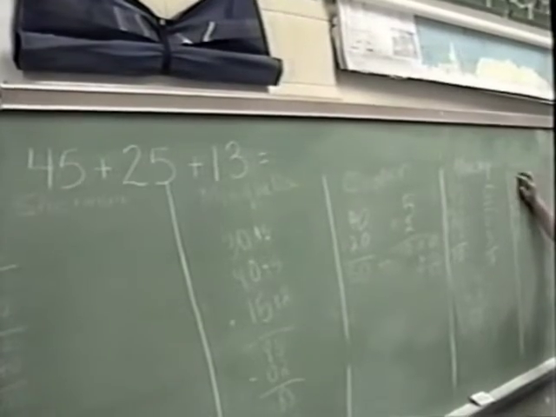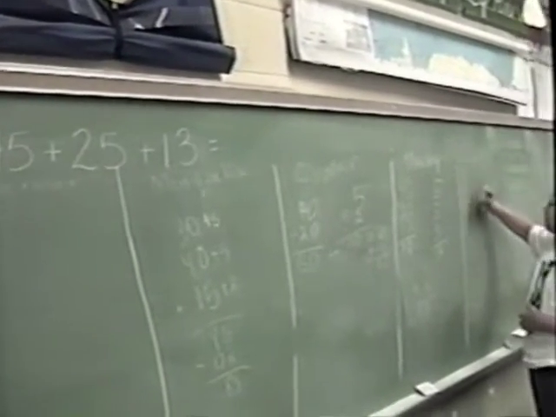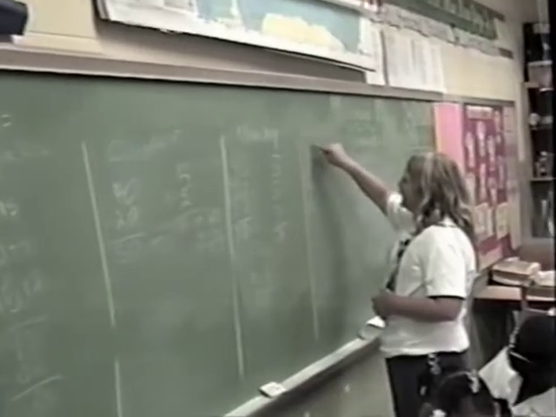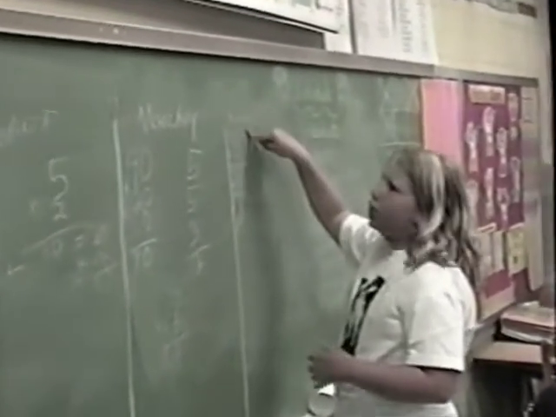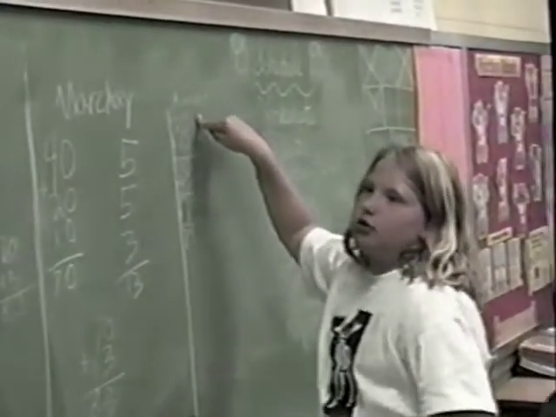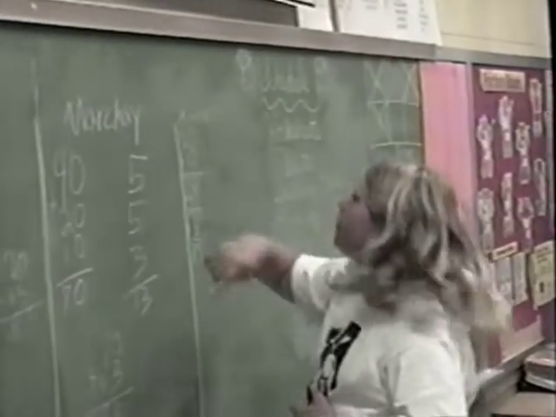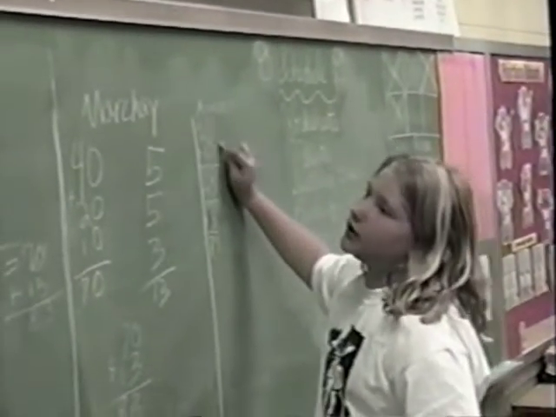Any computation problem can be solved in more than one way because mathematics involves connected ideas, not isolated rules. Having access to more than one method allows students to choose an approach that best fits the numbers in a particular problem.